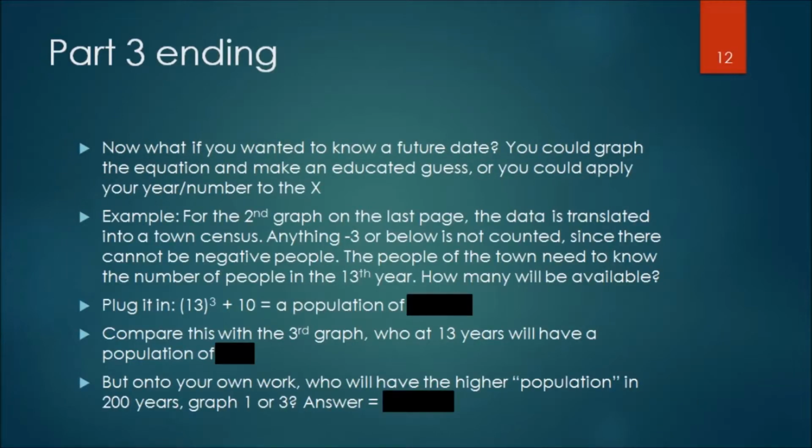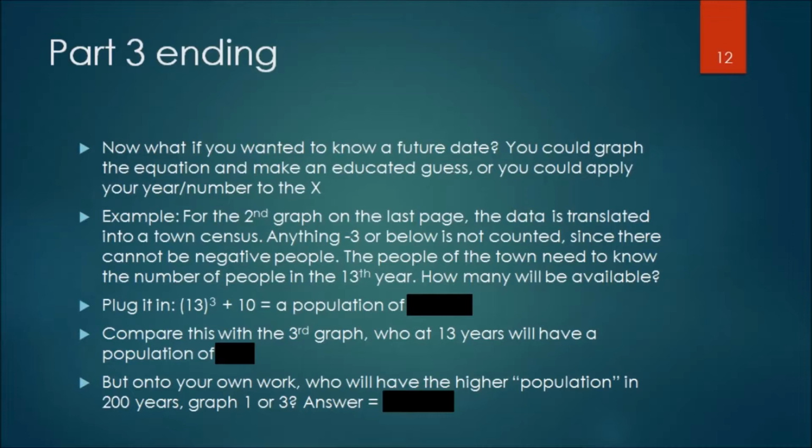What if you wanted to know a future date for the graph? You could graph the equation and make an educated guess, or you could apply your year number to the x in the equation. Here's an example. For the second graph on the last page, the data is translated into a town census. Anything negative 3 or below is not counted since there cannot be negative people. Anything below 0 x can't be counted because there are no negative years. The people in the town need to know the number of people in the 13th year. How many will there be?